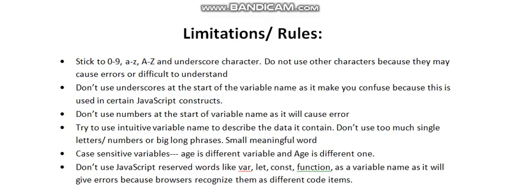Fourth one is try to have a meaningful word. Do not use too many single letters or numbers or long phrases as a variable name. Variables are case sensitive: like in age, the a of age is small, whereas the other a in Age is capital. So these two are different variables. These two cannot be considered as one in JavaScript. Do not use reserved words of JavaScript like var, let, constant, function as a variable name. You must have some meaningful word as a variable name, because otherwise it will give errors, as some browsers recognize them as different codes.